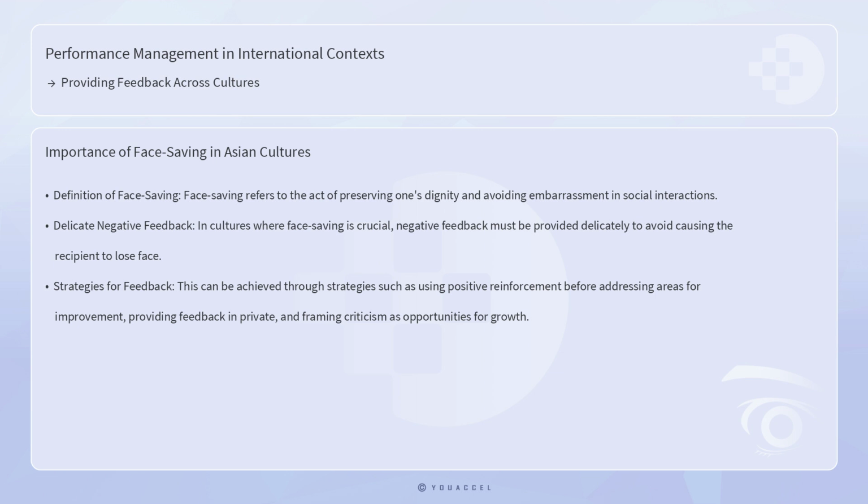Research by Kim, Wang, Kondo, and Kim highlights the importance of face-saving in Asian cultures. Face-saving refers to the act of preserving one's dignity and avoiding embarrassment in social interactions. In cultures where face-saving is crucial, negative feedback must be provided delicately to avoid causing the recipient to lose face. This can be achieved through strategies such as using positive reinforcement before addressing areas for improvement, providing feedback in private rather than in public, and framing criticism as opportunities for growth rather than failures.